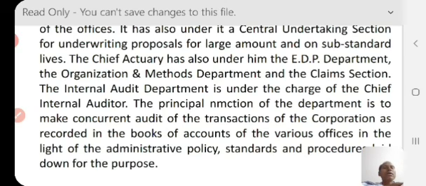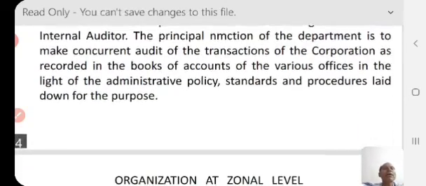The internal audit department is under the charge of the chief internal auditor. The principal function of the department is to make concurrent audit of the transactions of the corporation as recorded in the books of accounts of the various offices in the light of the administrative policy, standards, and procedures laid down for the purpose.